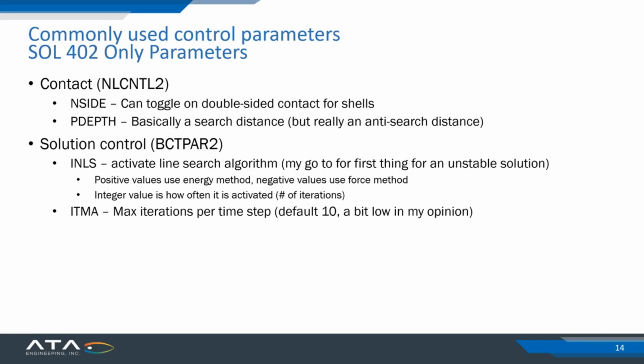If you're giving it a positive value, it's using an energy method. If you're giving it a negative value, it's using a force method. And then the absolute value of that integer is how often it's active, after X number of iterations. And then the last parameter we're going to talk about is the IT max parameter in solution 402. I generally think 402 is a little bit conservative with the maximum number of iterations. It defaults to 10. I find myself bumping that up more often than not, which is why I mention it here.